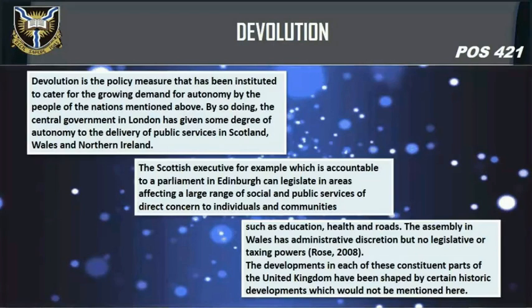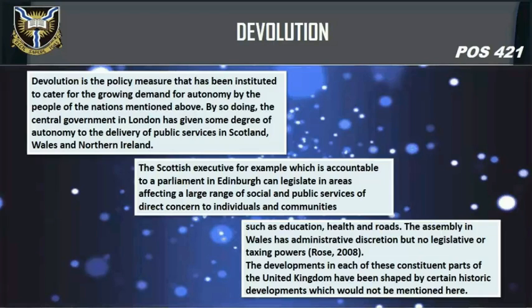Devolution. Devolution is the policy measure that has been instituted to cater for the growing demand for autonomy by the people of the nations mentioned above. By so doing, the central government in London has given some degree of autonomy to the delivery of public services in Scotland, Wales, and Northern Ireland. The Scottish Executive, for example, which is accountable to a parliament in Edinburgh, can legislate in areas affecting a large range of social and public services of direct concern to individuals and communities, such as education, health, and roads. The Assembly in Wales has administrative discretion, but not legislative or taxing powers, according to Rules 2008.